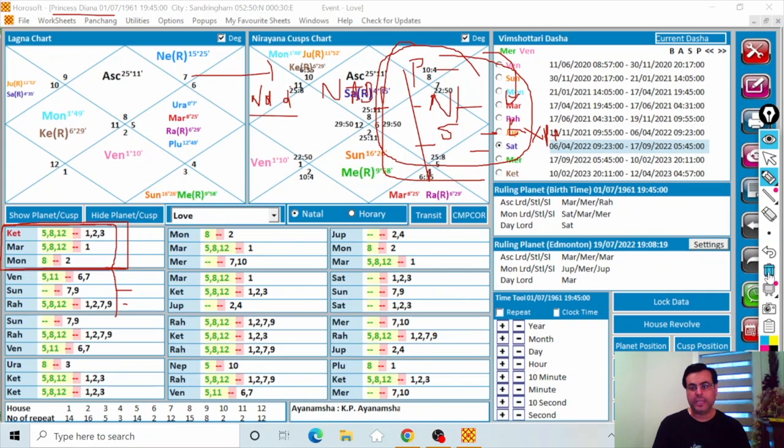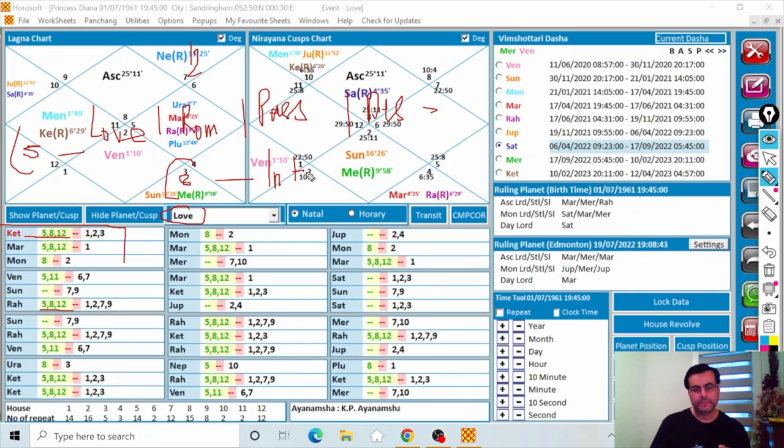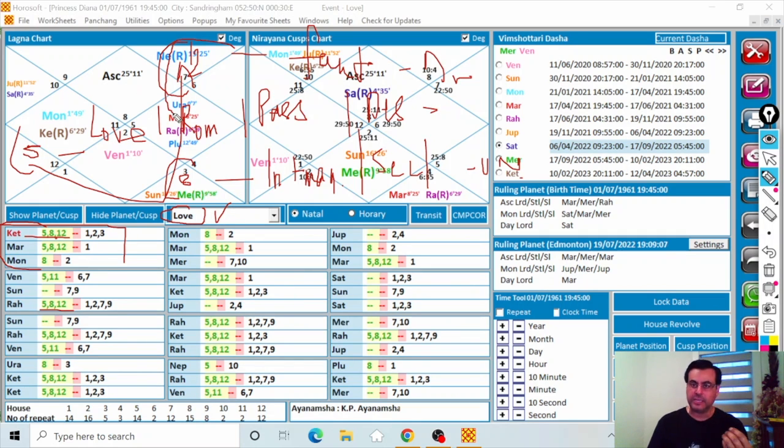So again, coming to this topic of love, you see Ketu has activated 5-8-12, Venus is doing 5-8-12. Now what does 5-8-12 mean? In the combination of 5-8-12, 5 is the house of love, romance, passion, desires. 8th is the house of intimacy, secrecy, underground activities. And 12th is the house of your fantasies, dream world, and also the pleasures of your bed. So the combination of 5-8-12 leads to multiple love affairs which are secret and which are physically intimate relationships.